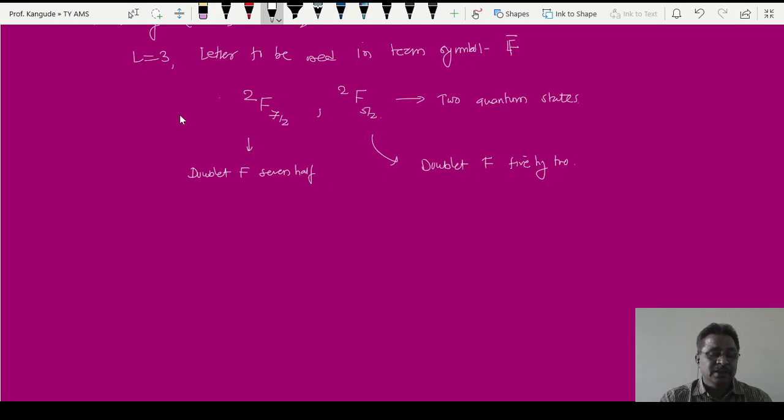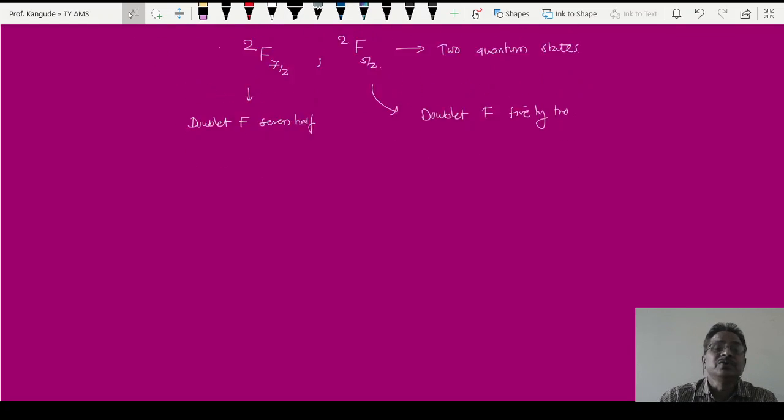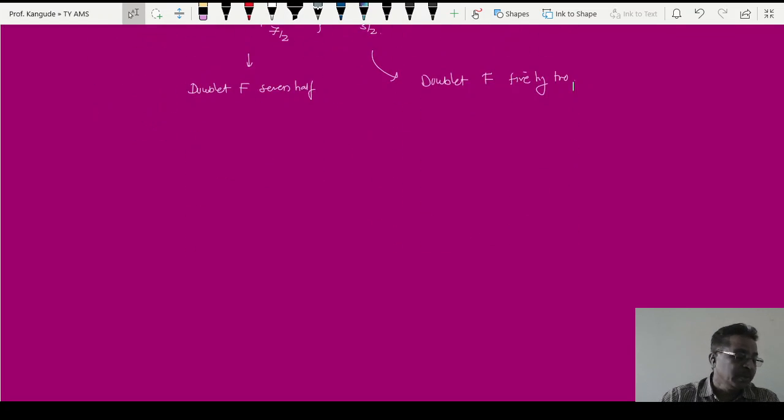Okay, not here, it is not that. Now here, this is the basic scheme used in atomic physics to represent this quantum state, and that is called the term symbol. Okay, now let's go to the next point, that is called spin orbit interaction.